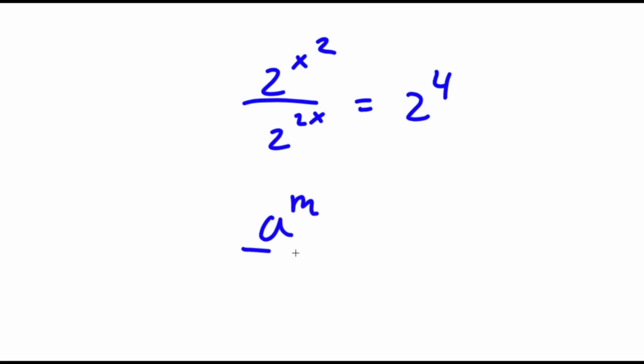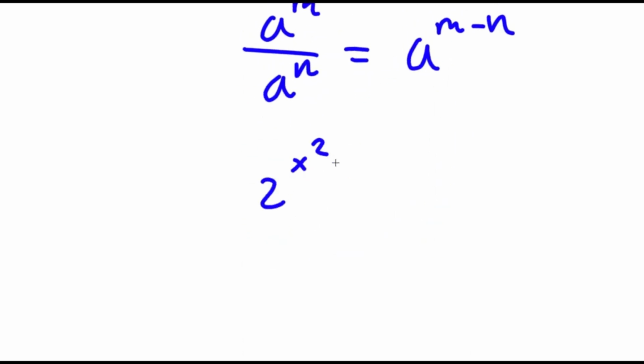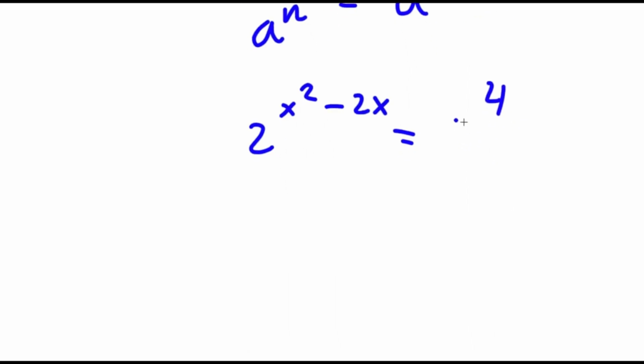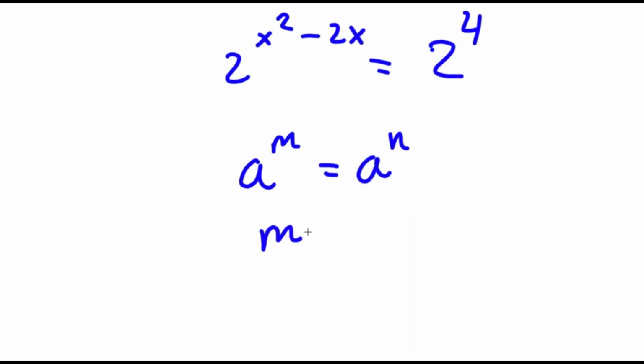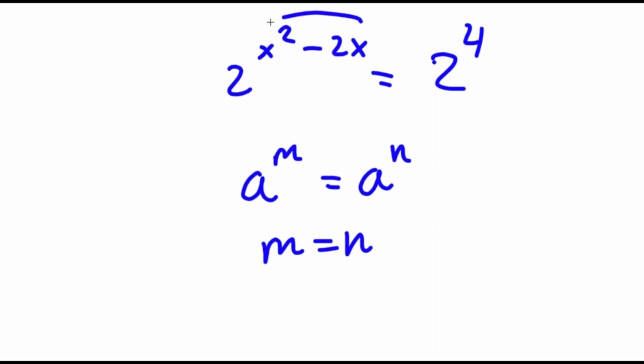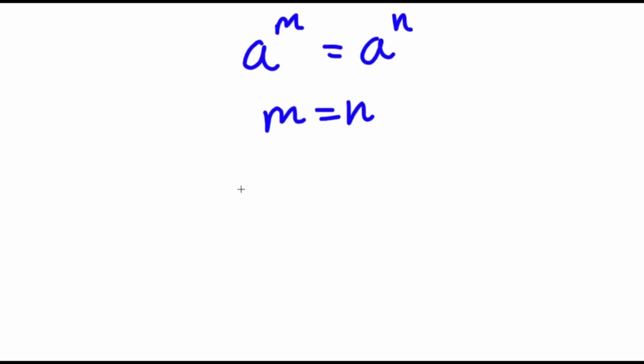Now, if I have something in the form a to the power of m over a to the power of n, this is equal to a to the power of m minus n. So now I have 2 to the power of x squared minus 2x is equal to 2 to the power of 4. Now, if I have something in the form a to the power of m is equal to a to the power of n, this means that m is equal to n. So in this case, x squared minus 2x, which is m, is equal to 4. So I have x squared minus 2x is equal to 4.